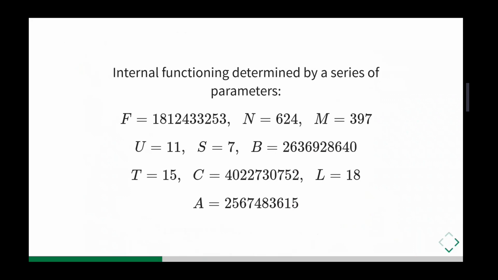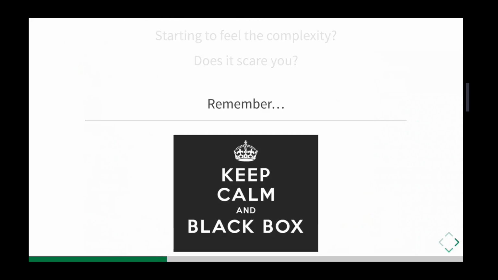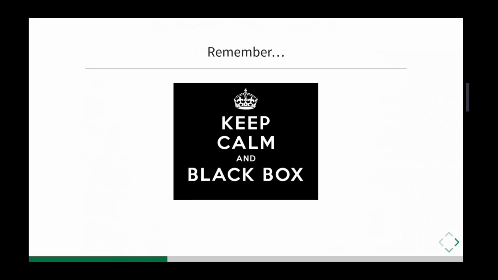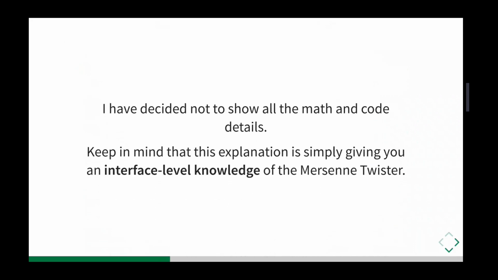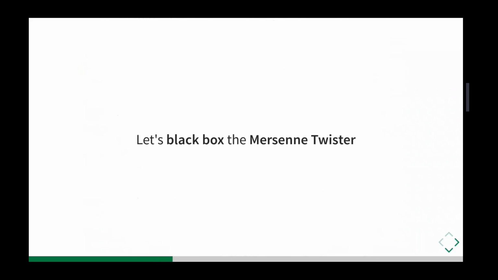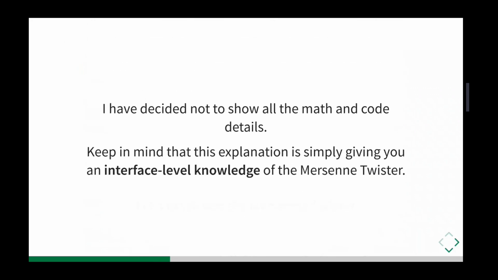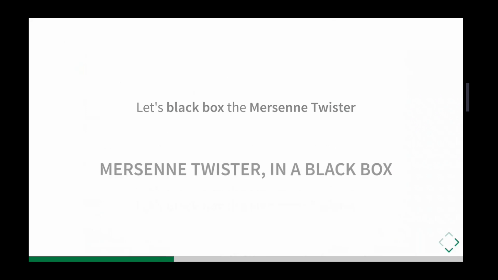We will see a lot of formulas. We don't care. The most important thing is to just ignore the implementation details at first, and also to breathe regularly, because it is important when doing mathematics especially. I'm not showing all the details. I'm giving you interface level knowledge, and then if you want, you can go deeper and understand better. But this interface level knowledge is still important, because it is the starting point, and then you can explore that later. So let's black box the Mersenne Twister.